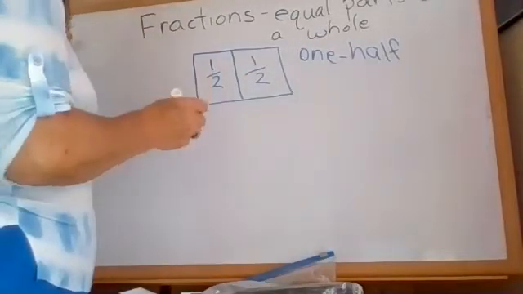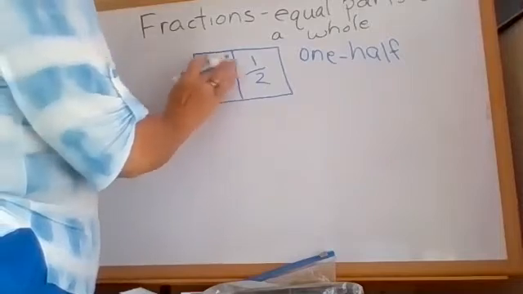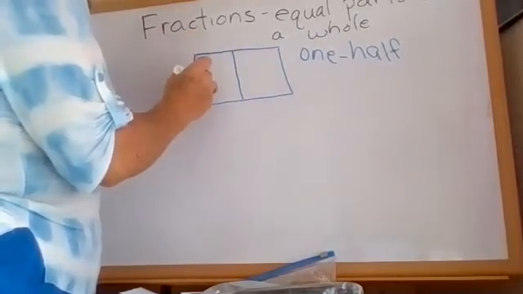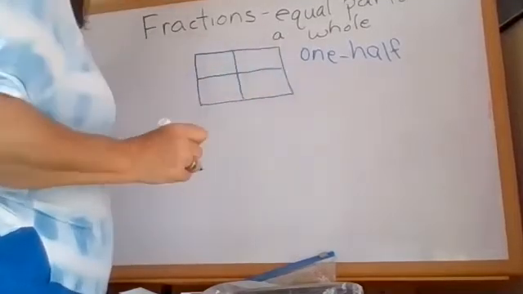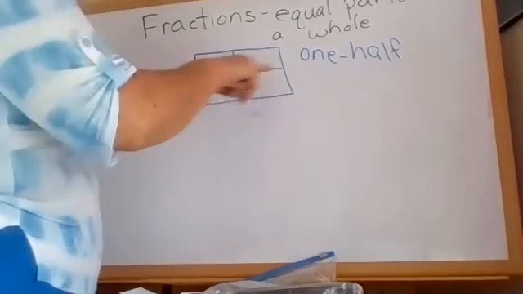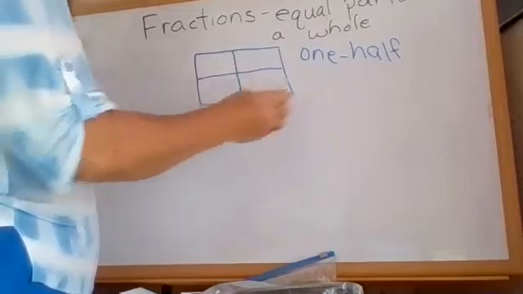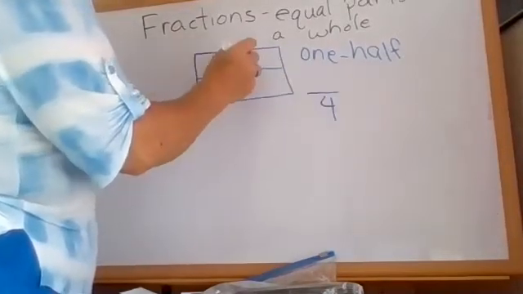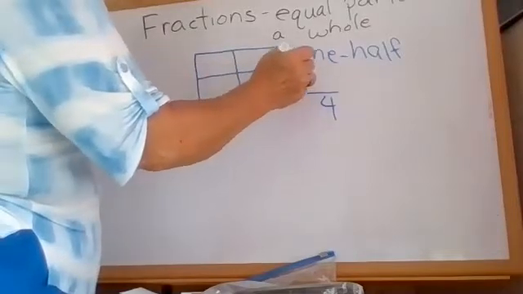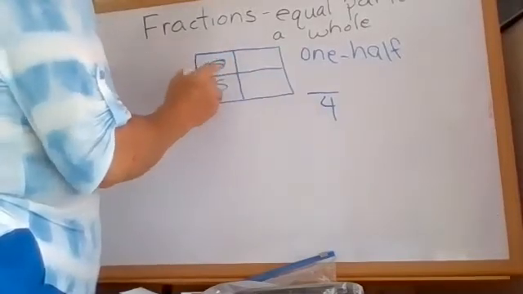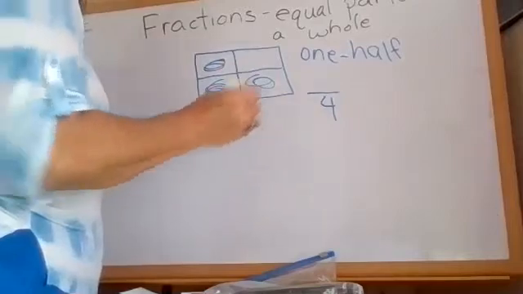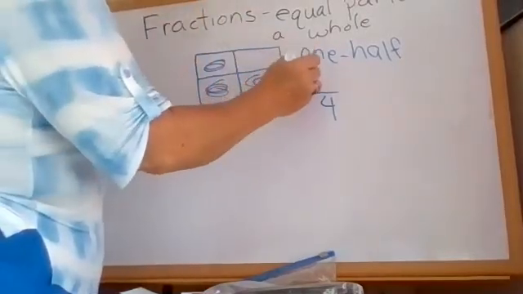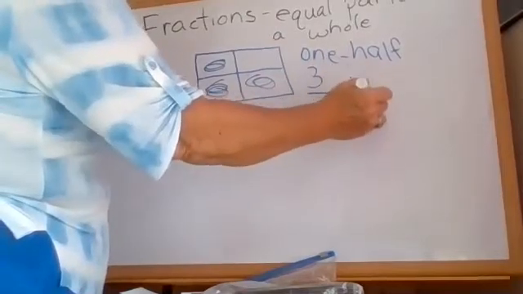Now, if I divide that rectangle with a line horizontally, this is horizontal, how many portions do I have now? I have 4. 1, 2, 3, 4. Let's go ahead and color in 3 of them. How many would I have that are colored? I have 3/4 that are blue.